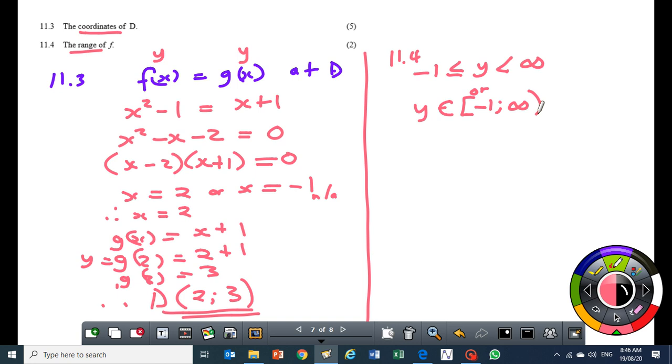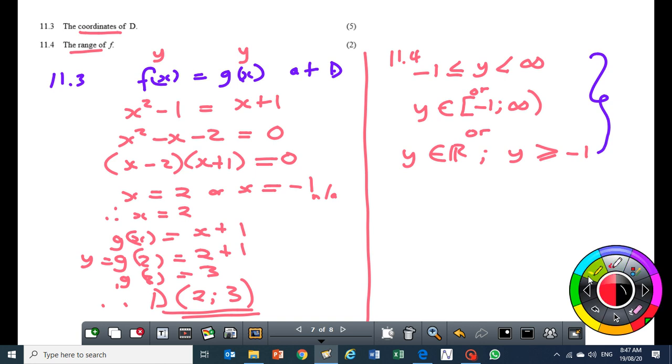Or you can use a third way, whereby you can say y is an element of real numbers, but y starts from -1, inclusive. So you say y is greater than or equal to -1. So if you write any of these 3 for this question, they are all the same. So it's up to you to decide which one you prefer among those. But you need to know that the answer can be written in 3 forms.